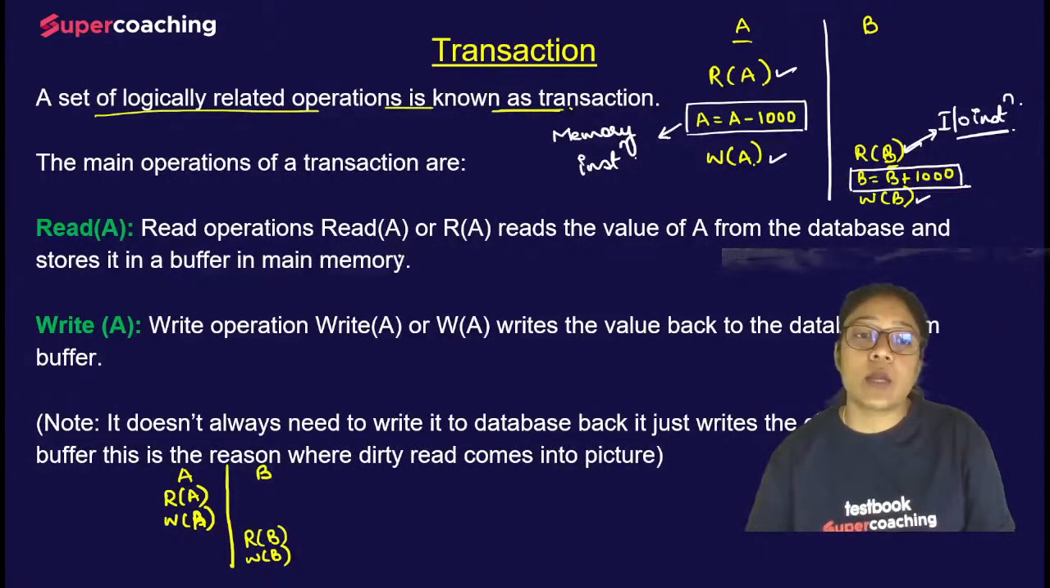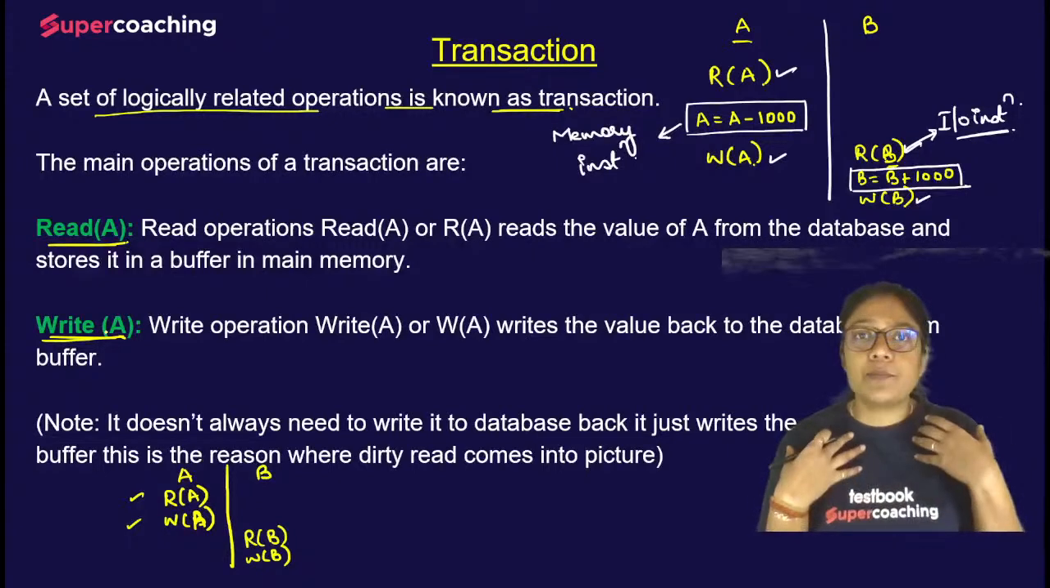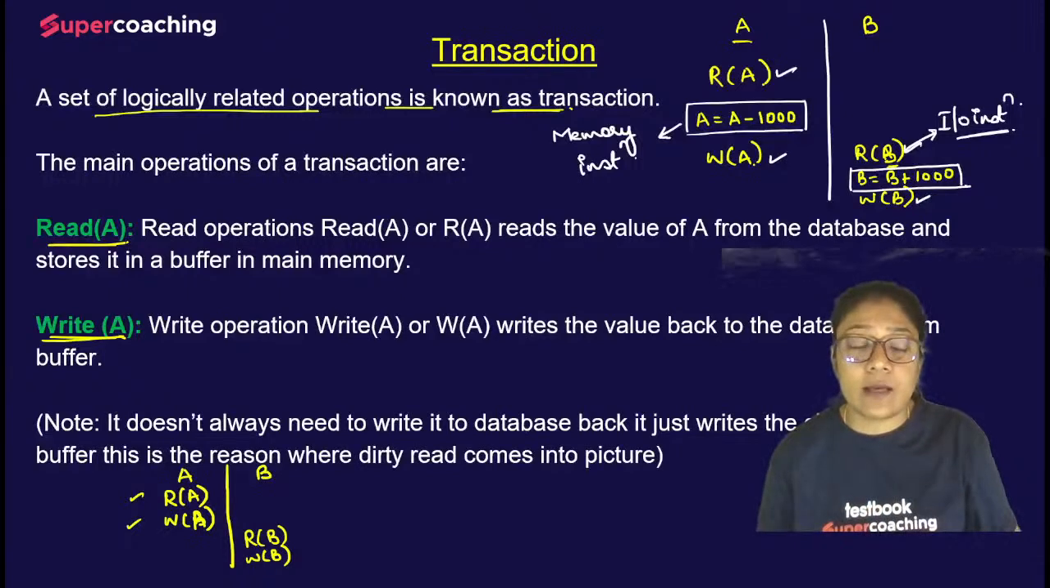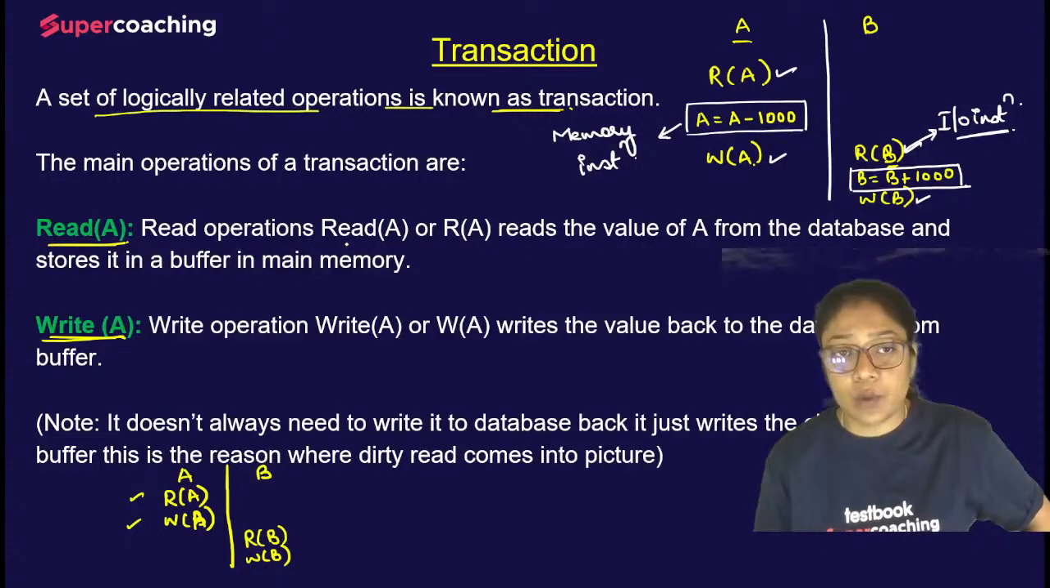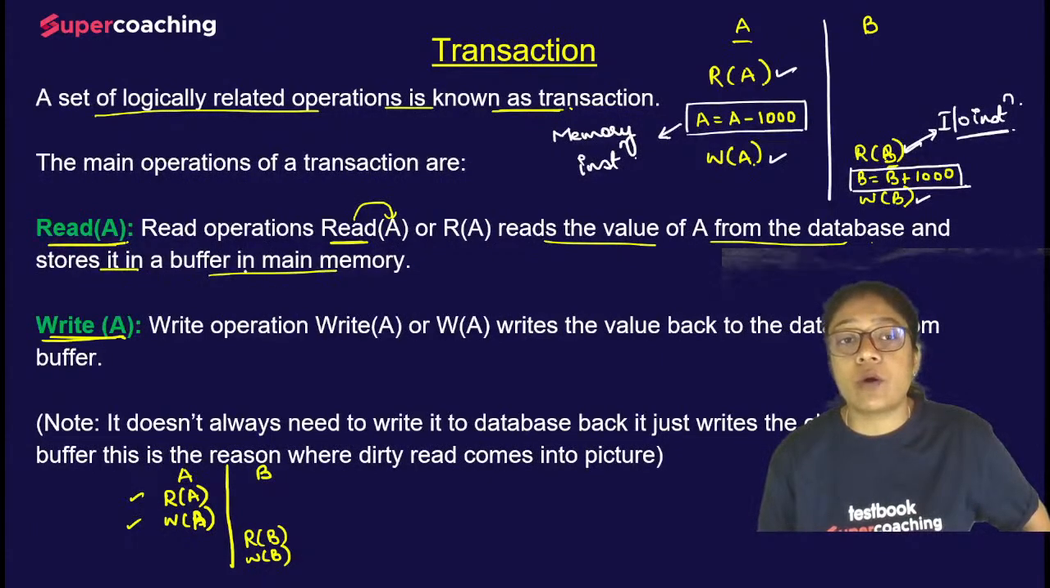Which major operations do we perform in a transaction? The major operations that are performed in a transaction are the read operations and the write operations. Read operation means we are simply reading the value. We are not updating the value or writing the value. So a read operation can be written as read of A. This indicates that we are performing a read operation on the data item A, or simply you can write this as R of A. It reads the value of A from the database and stores it in the buffer of the main memory.